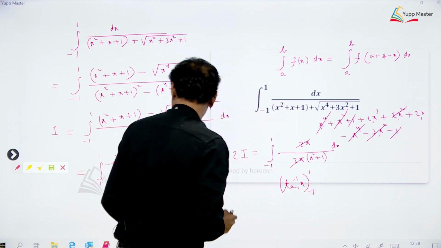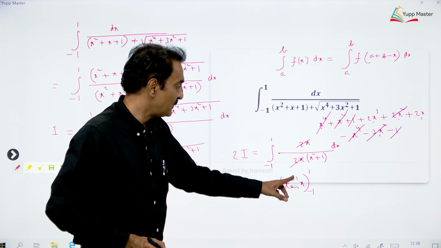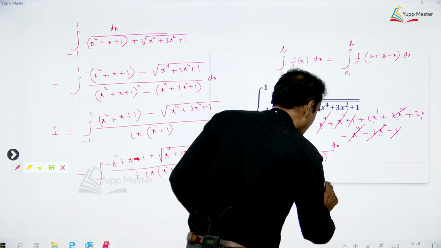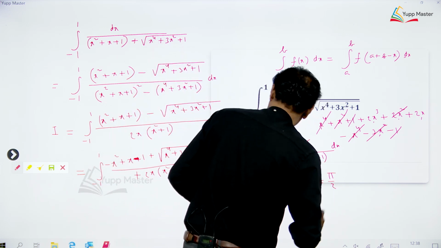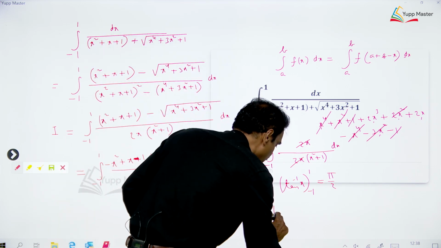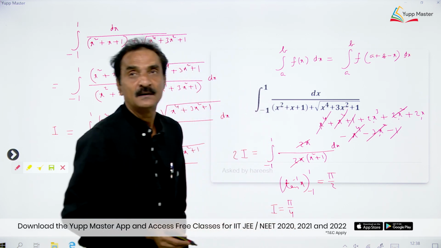Between limits minus 1 and 1. Substituting 1 and minus 1, you will get pi by 4 minus of minus pi by 4, total pi by 2. So finally, I will be equal to pi by 4.